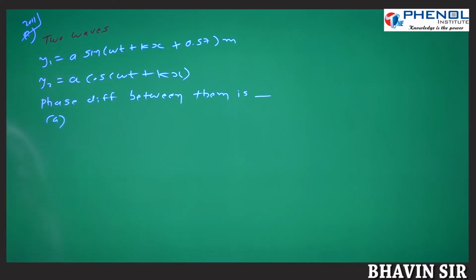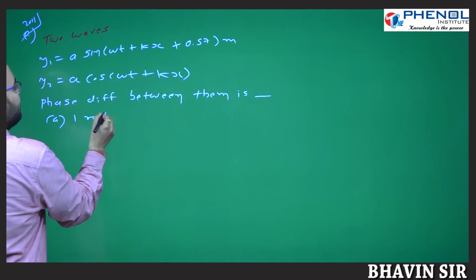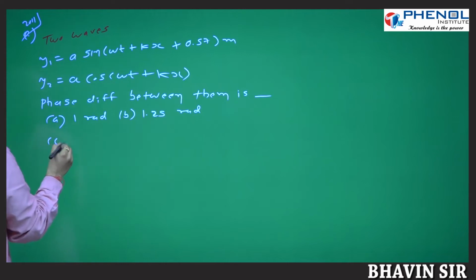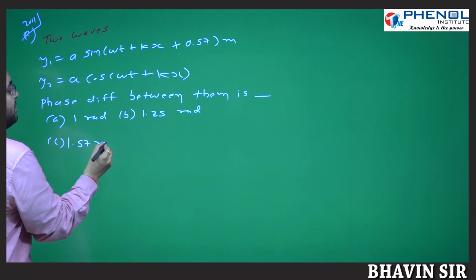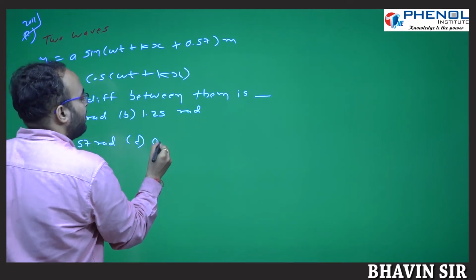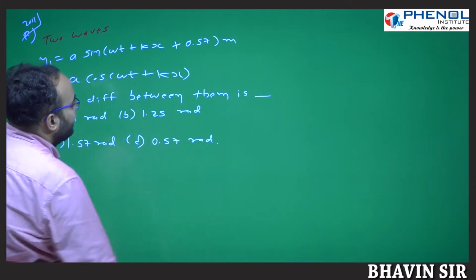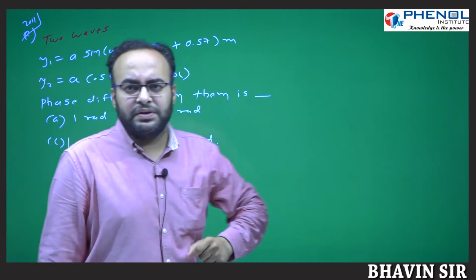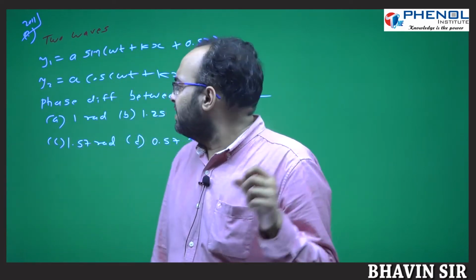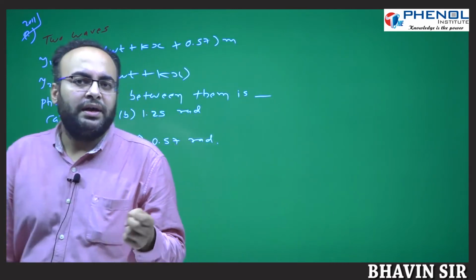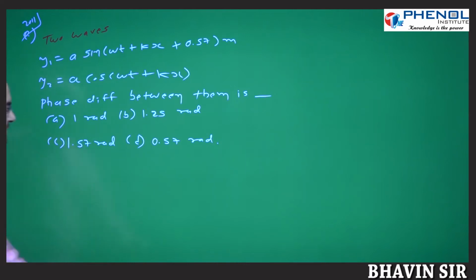See what the options are: 1 radian, 1.25 radian, 1.57 radian, and 0.57 radian. What is the equation of the first wave? Y is equal to A sine (omega t plus kx) plus 0.57. What is the equation of the second wave? A cos (omega t plus kx).